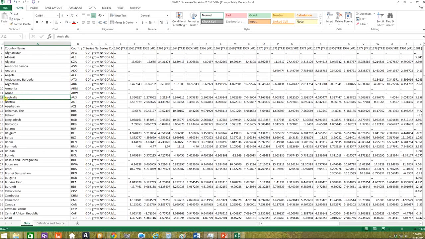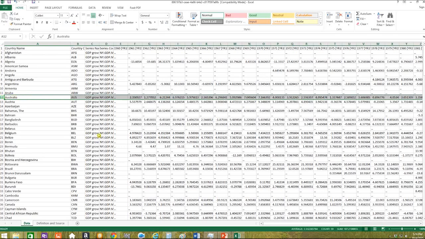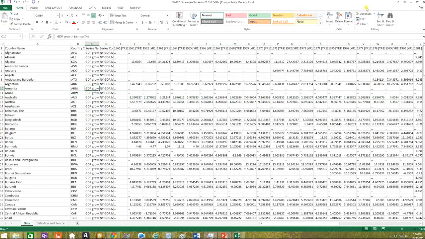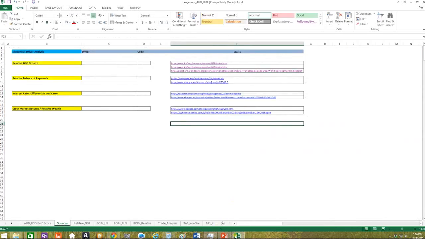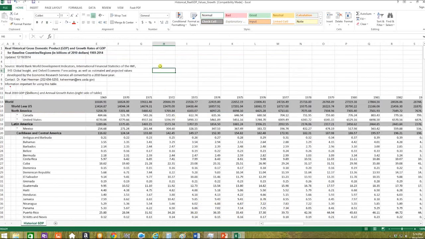So there's our row that we're interested in. We're interested in Australia. But what we've done is we've taken this data and we've organized everything for you already. That's just for you moving forward if you want to get hold of GDP data very, very quickly. Now, what we've downloaded is the values and the growth.